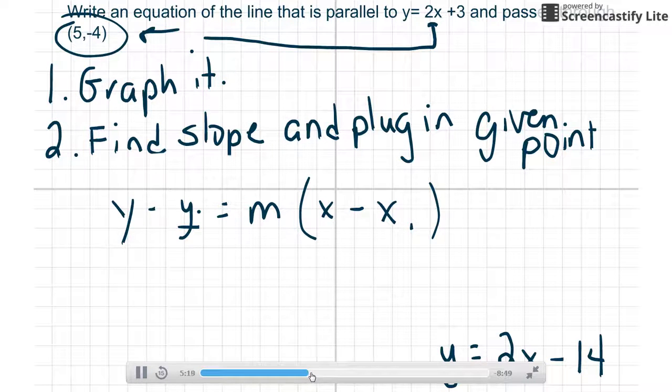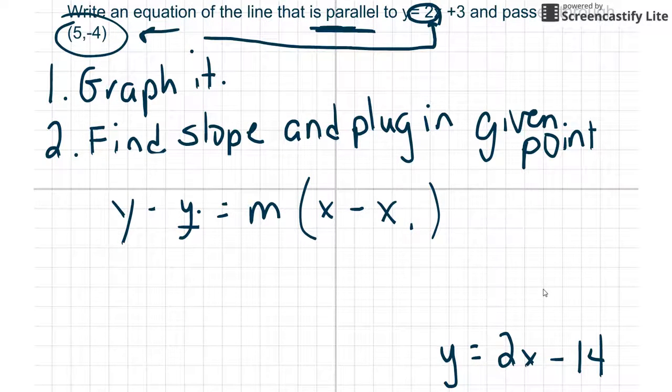We already know the slope because it has to be parallel. So if it has to be parallel, I have to use the same slope as the given.